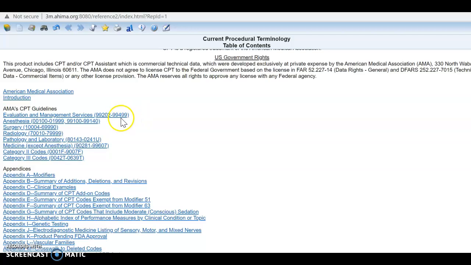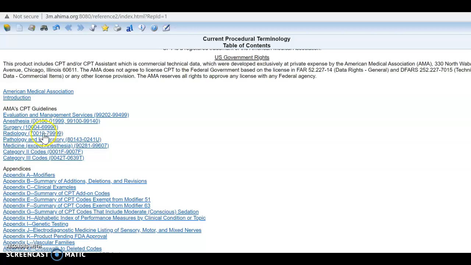Okay, so let's just look at these. So like I said, E&M 99,202 through 99,499. Anesthesia, they start with 0. And these here are just kind of add on. We have surgery codes that begin with 1000, end at 69990. Surgery code, you could see this as possibly working in dermatology. Again, good example. They take off a mole or they take off a cyst.